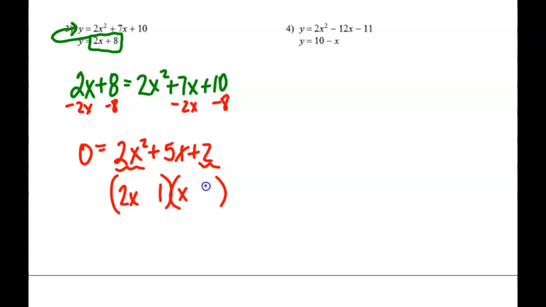It's going to have to be a 1 and a 2 so that this gives us 4x and this one gives us 1x so that they add up to that middle 5x. So we just factor carefully.